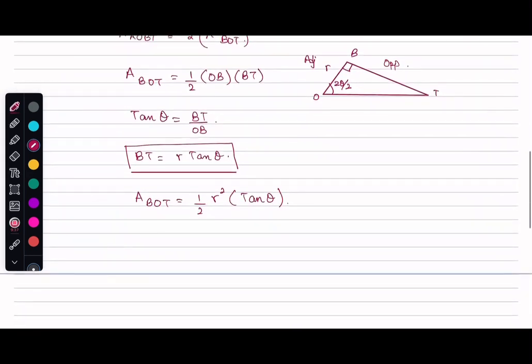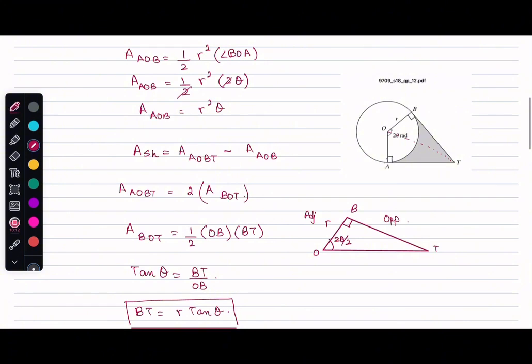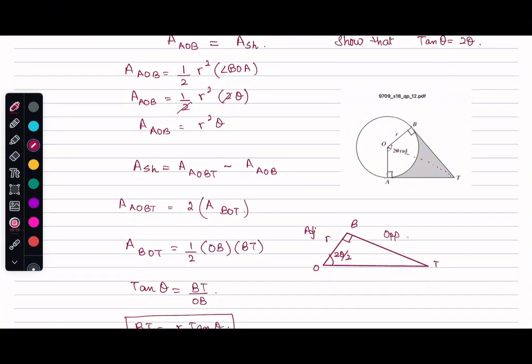Therefore, the area of AOBT shall be equal to 2 times 1/2 times R squared tan theta. Or I can say that the area of AOBT shall be equal to R squared tan theta.